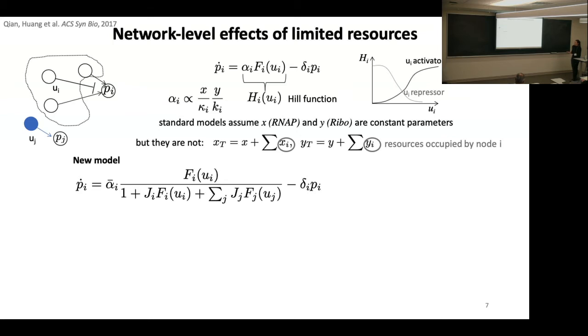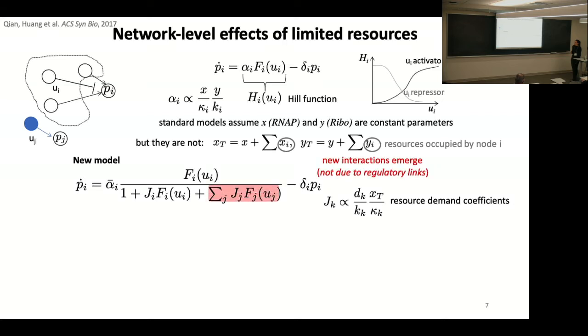So now you have a new regulatory function here, which you can appreciate doesn't depend only on the intended regulators, u_i, but also depends on other regulators that are not your own regulators, okay? And therefore, you have that through this coefficient J_k, which we call resource demand coefficients, your p_i is going to depend also on u_j. And in particular, right, if this f_j is an activating function, it's going to actually appear as u_j being a repressor of your p_i, okay? And the strength of these red interactions depend on this J_k.